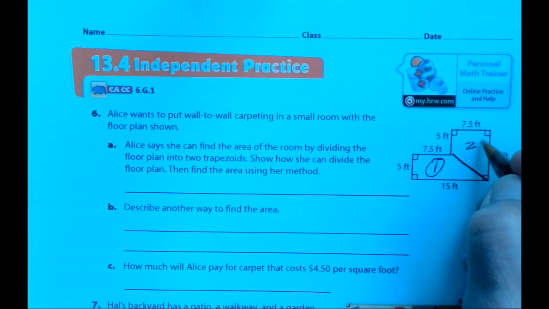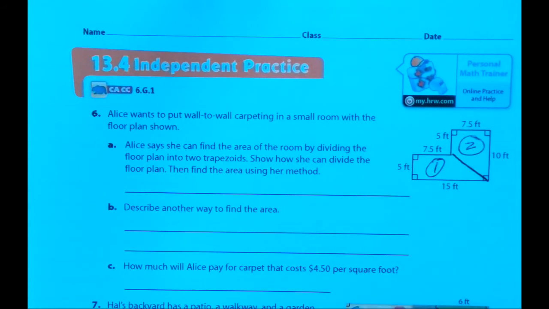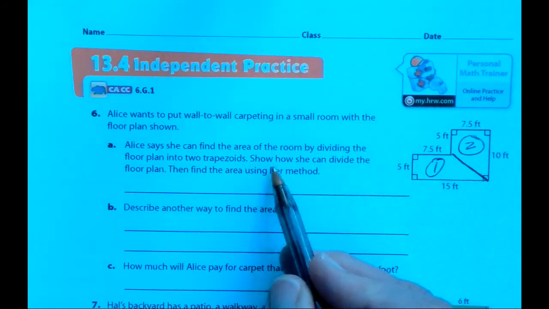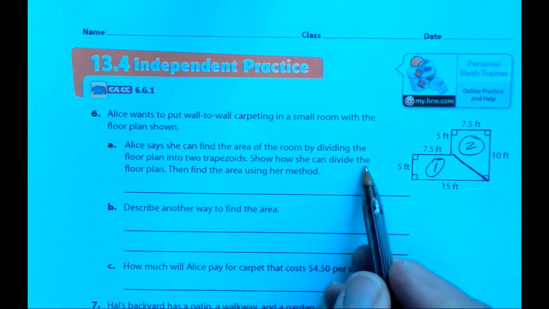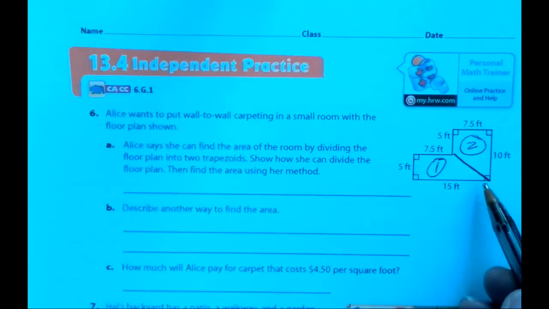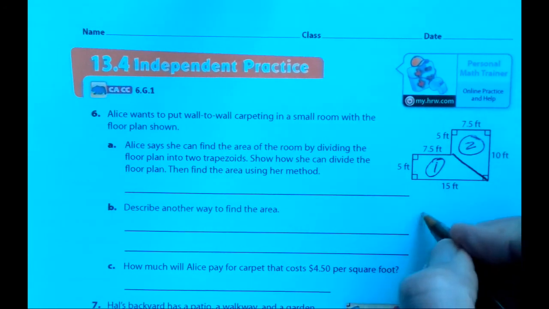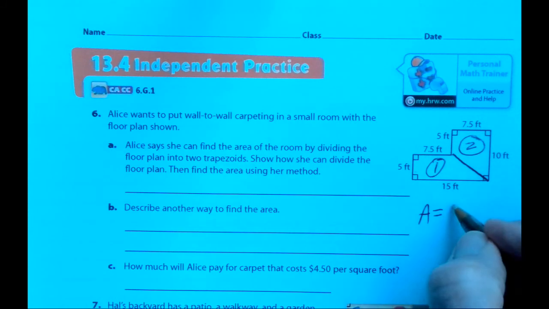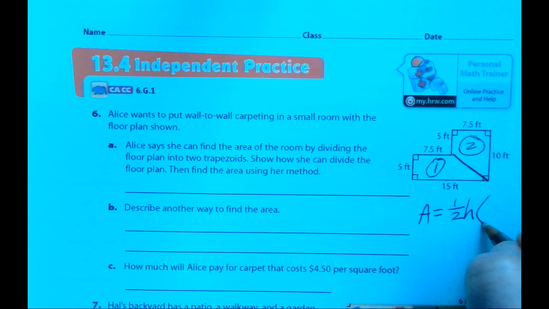I apologize, there seems to be a little bit of a delay with my document camera here. So we did part 1. We showed how she could divide the floor plan up into 2 trapezoids. Now we need to find the area. If you remember the area of a trapezoid, the formula is that you take half of the height times the sum of the 2 bases.